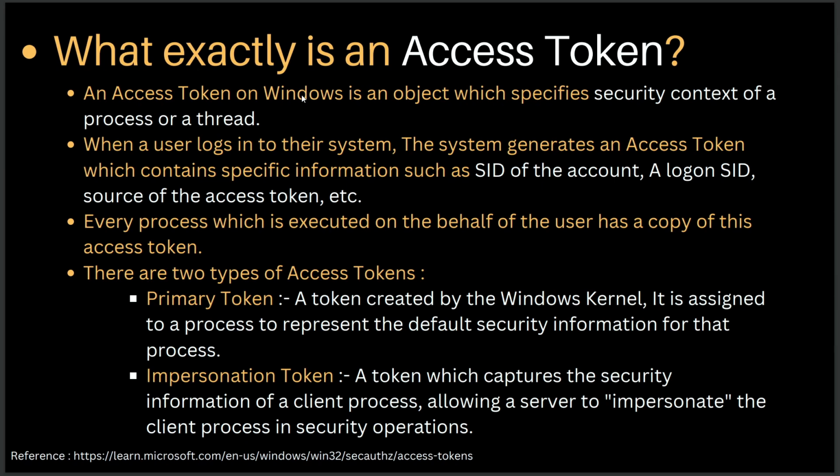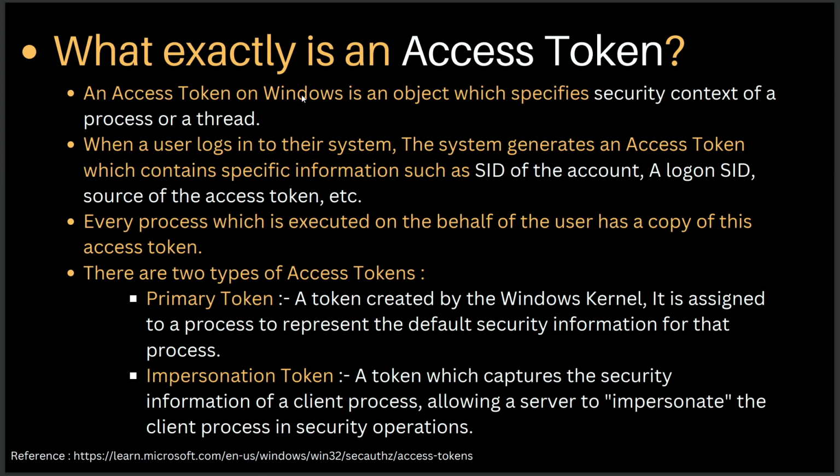An access token on Windows is an object which specifies the security context of a process or a thread. Let's imagine a scenario. Let's say that you log on to your system. You start up your computer, and you enter your username, and then you enter the password. Now, after successful authentication, your system is going to generate an access token which contains specific information such as the SID of your account, a logon SID, source of the access token, etc.